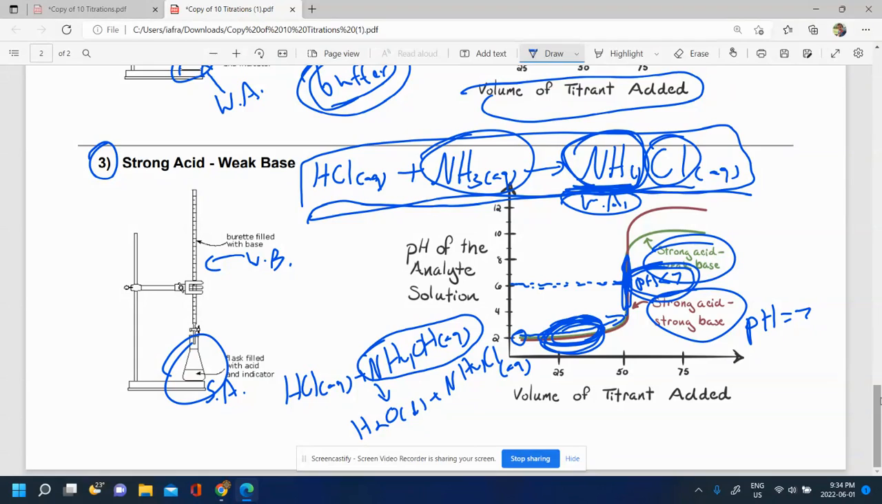And so that'll be the next few lessons coming up: titrations of weak acid, strong base, and strong acid, weak base.